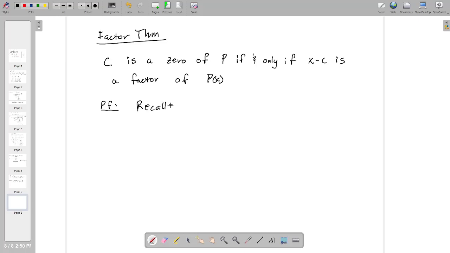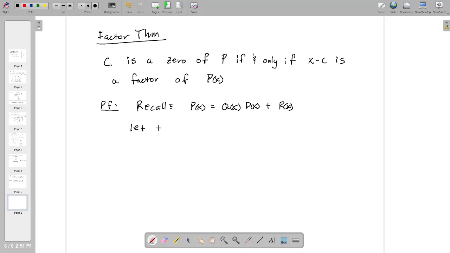Recall that p of x can be written as q of x times d of x plus r of x, where we have our dividend, our divisor, our quotient, and our remainder. So this is an if and only if statement, so we need to prove both ways. So we need to prove that if c is a 0 of p, then x minus c is a factor of p of x. And that's where we're going to start.